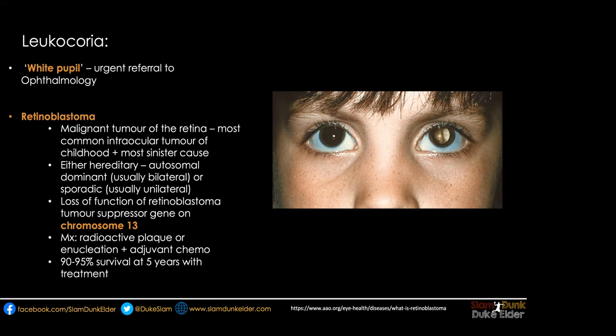It's a malignant tumor, and it can be either hereditary, inherited autosomal dominantly, which often presents bilaterally, or sporadic. And this is caused because of a loss of function of the retinoblastoma tumor suppressor gene on chromosome 13. But it's very important to pick this up early because the survival rates are quite good if it's detected early. But this is your most worrying differential of a white pupil.